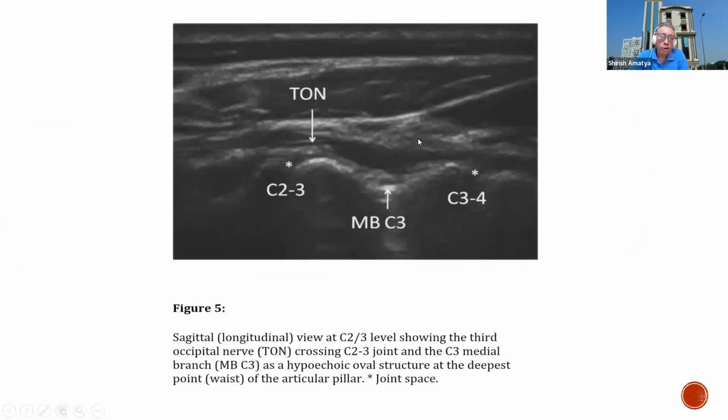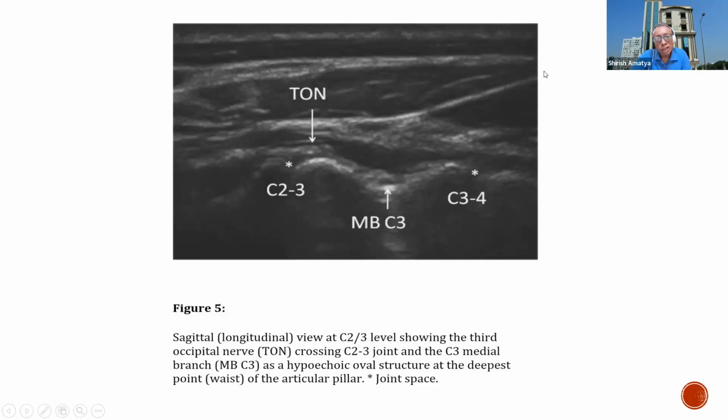So this is a picture of the third occipital nerve. As you can see, there is a wave-like hyperechoic structure. So these are the hills and valleys. Above the hill, or above the C2-3 facet, lies the third occipital nerve, and it basically arises from the median branch of C3. It travels along and supplies the C2-3 facet, and it ascends upwards between the inferior obliquus and semispinalis capitis. So this is the area to block the third occipital nerve.